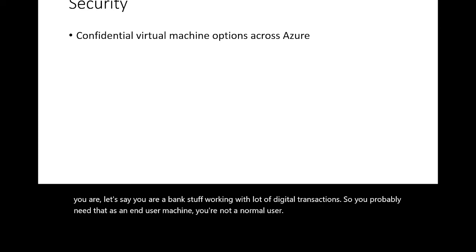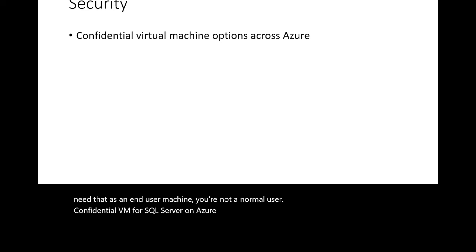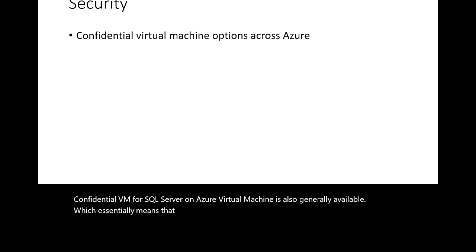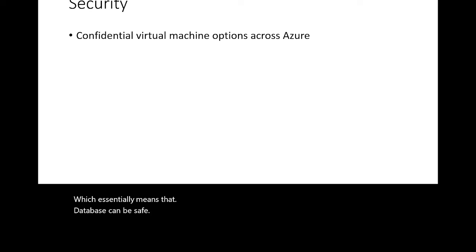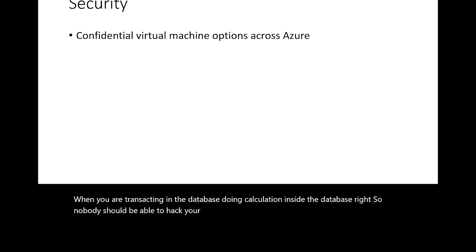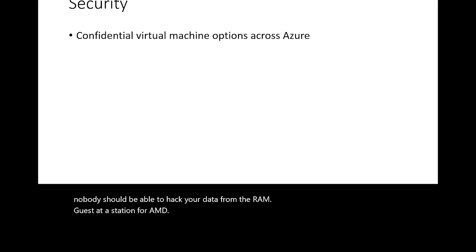Confidential VM for SQL Server on Azure Virtual Machine is also generally available, which essentially means that the database can be safe when you are transacting in the database, doing calculations inside the database, right? So nobody should be able to hack your data from the RAM. Guest attestation for AMD confidential computing is also available, which means that third-generation AMD EPYC processors with the same SEV-SNP technology.